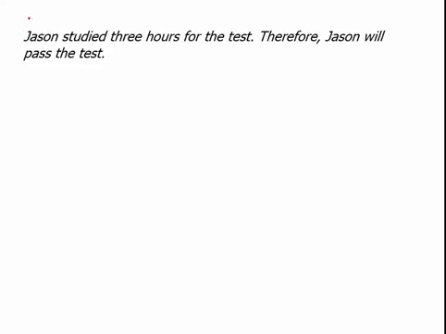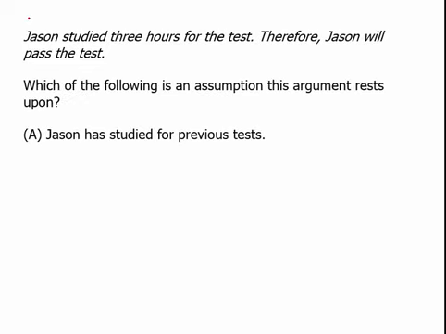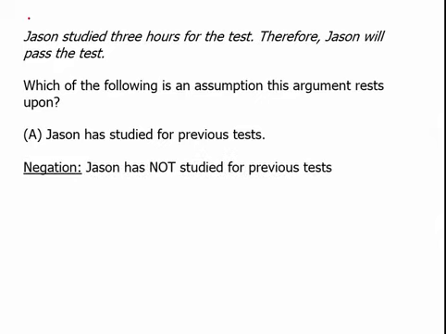Jason studied 3 hours for the test. Therefore, Jason will pass the test. Will he? So, let's see. We have answer choice A. Is this an assumption upon which this conclusion, Jason will pass the test, is based? So we're going to add a no or not somewhere in answer choice A. Obviously, no Jason has studied for previous tests is absurd. So where's a natural place to put it? Jason has not studied for previous tests. So we've negated that answer choice.